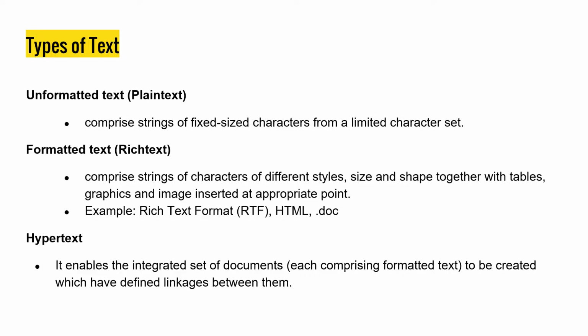Now, let us talk about types of text. Number one, we have unformatted text, or what we call plain text. It comprises strings of fixed size characters from a limited character set. So if I ask you to write just a normal essay of about 50 words or 100 words, probably we're going to look at unformatted text, just plain text. You choose one font, one size, and you type it out. But when we talk about formatted text or rich text, it comprises strings of characters of different styles, size, and shape, together with tables, graphics, and images inserted at appropriate points.